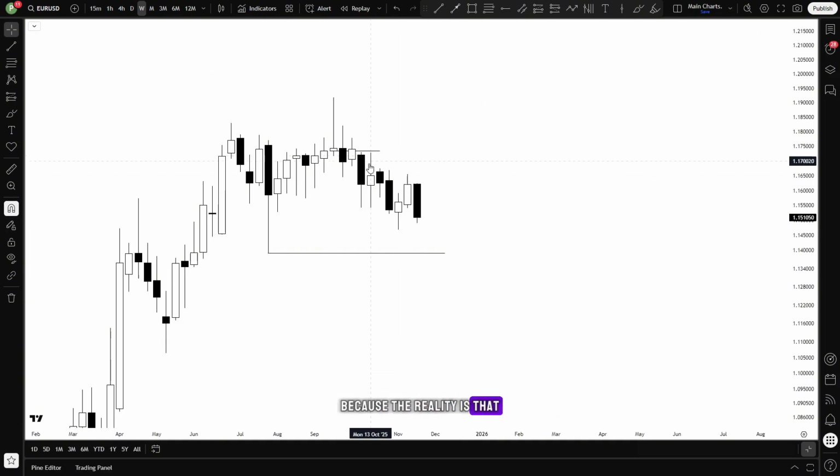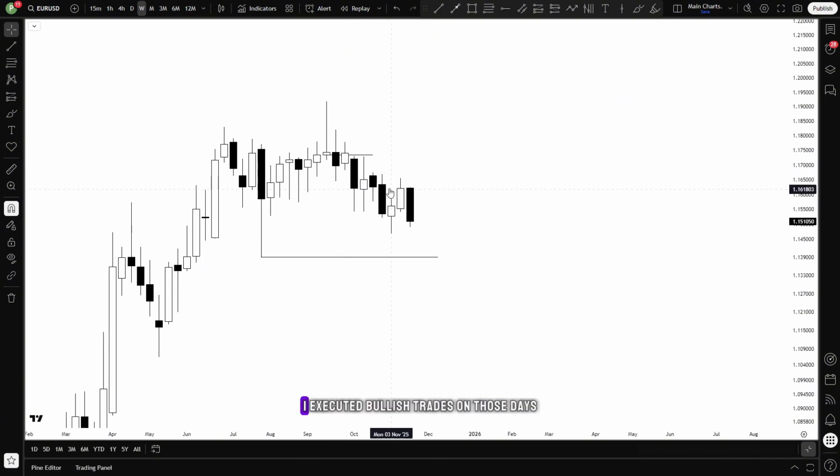Because the reality is that despite having a weekly bearish directional bias, there were a lot of days throughout this price action where I had a bullish directional bias on the daily time frame and I looked for bullish trades. I executed bullish trades on those days.